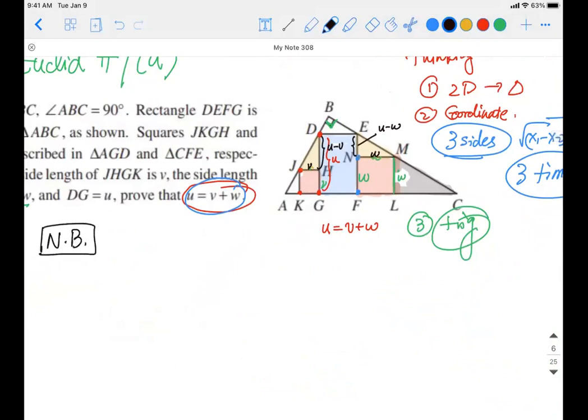When you're dealing with a 2D geometry solution, you're pretty much looking for what? Similarity or congruency, something like that, right? Quite understandable. Try to find a side, an angle, and so on, and figure them out.